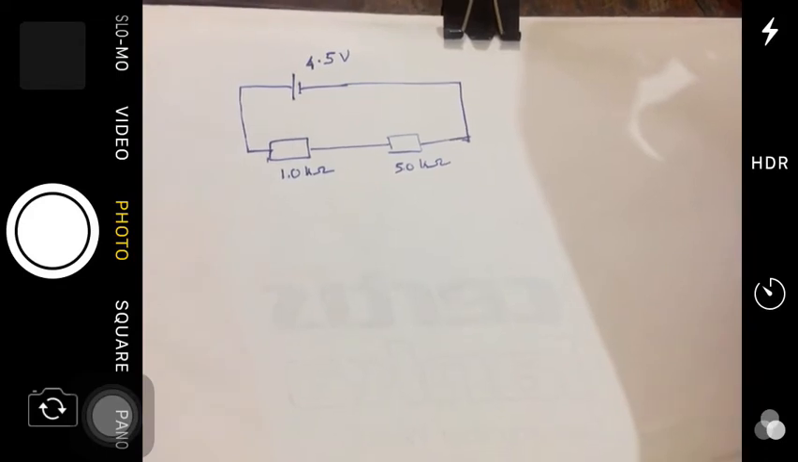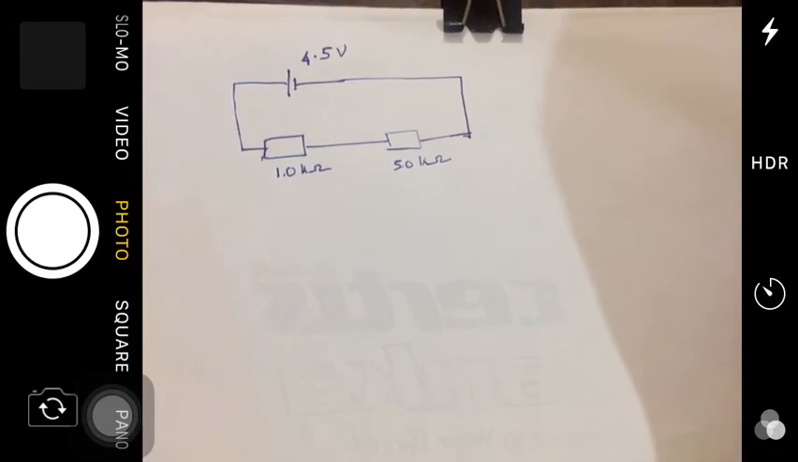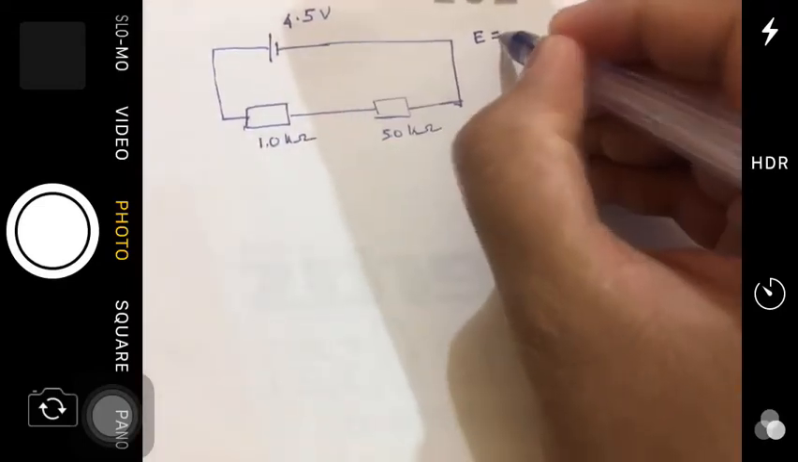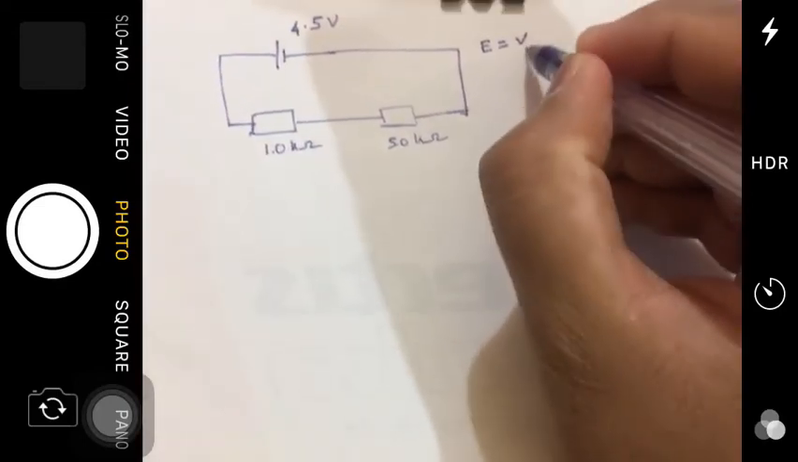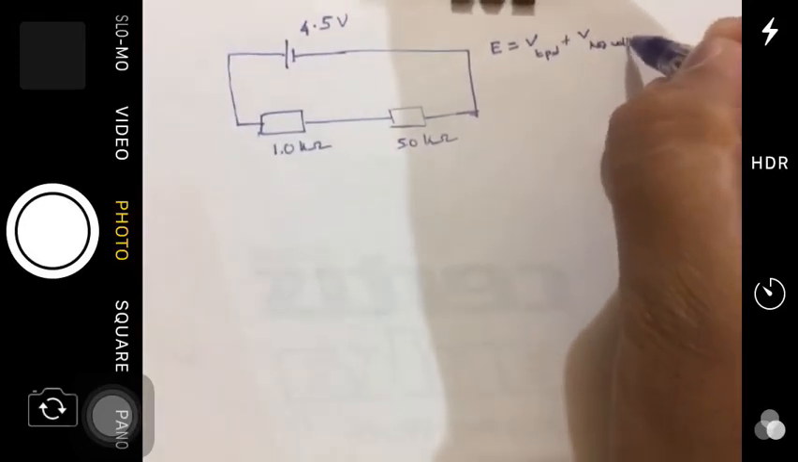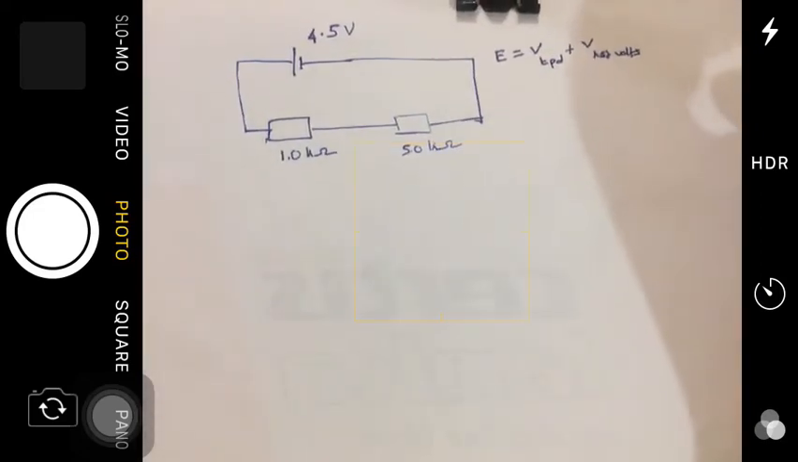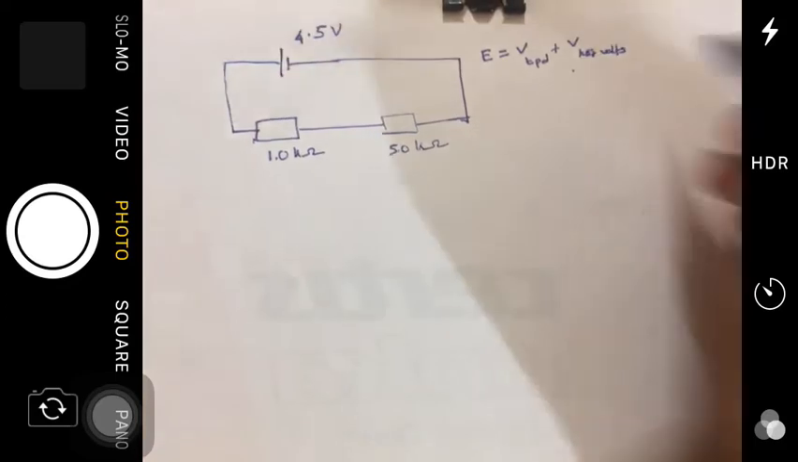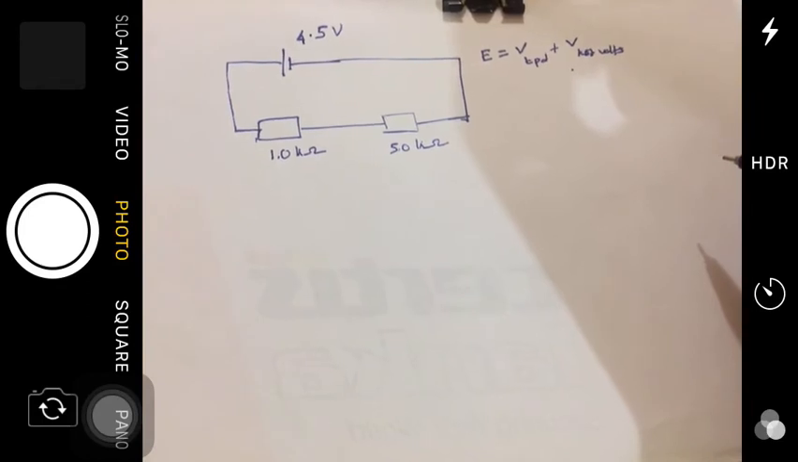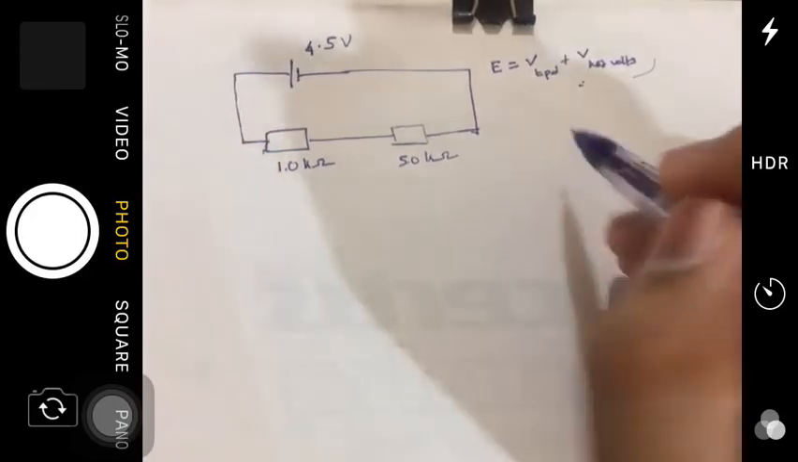That means EMF will be equal to terminal potential difference. Earlier we saw an equation relating EMF to terminal potential difference and lost volts, right? So the lost volts is the voltage drop due to the internal resistance. When this is 0, terminal potential difference will be equal to the EMF, so that will be supplied to the rest of the components.